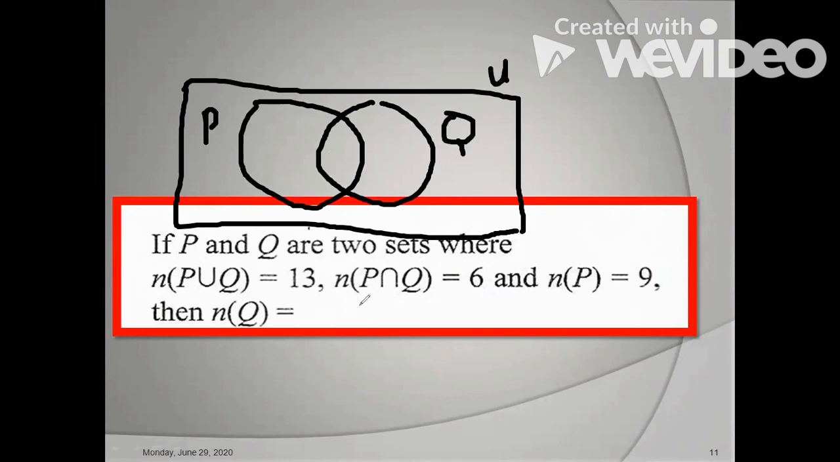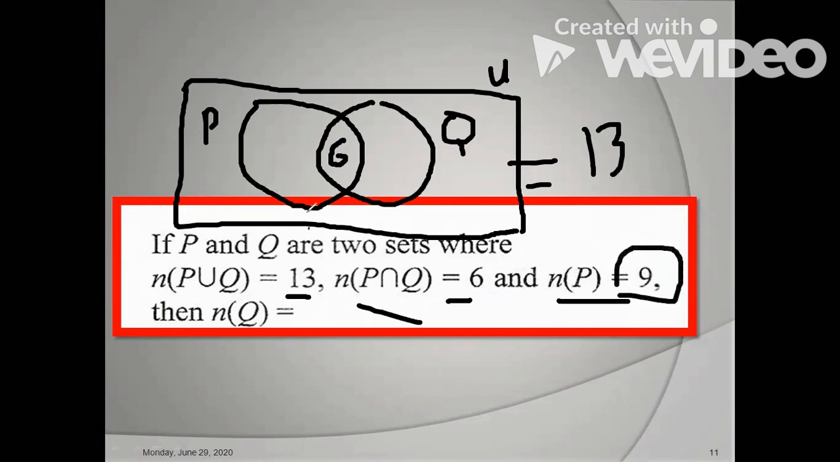Now what's common between P and Q? How much of them? 6. So you notice I always go for the one in the center first. And P union Q is equal to 13. That means that if I add up everything, it must equal 13.